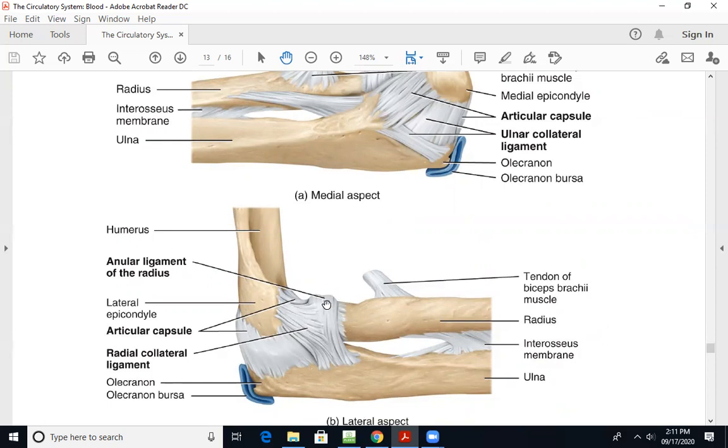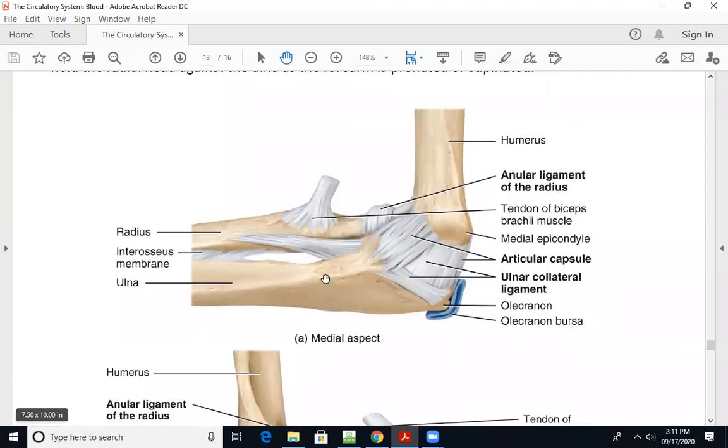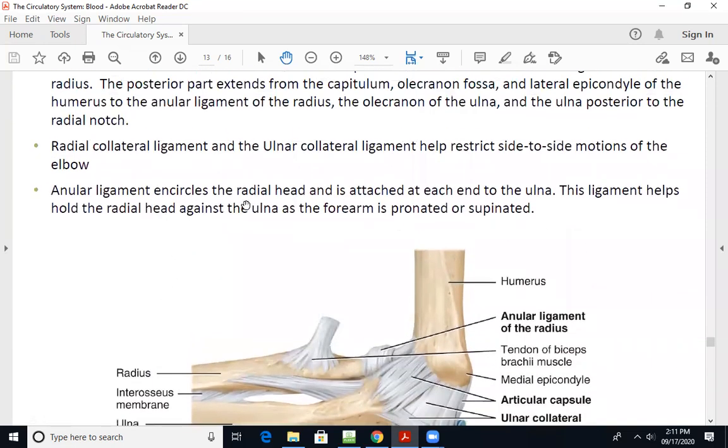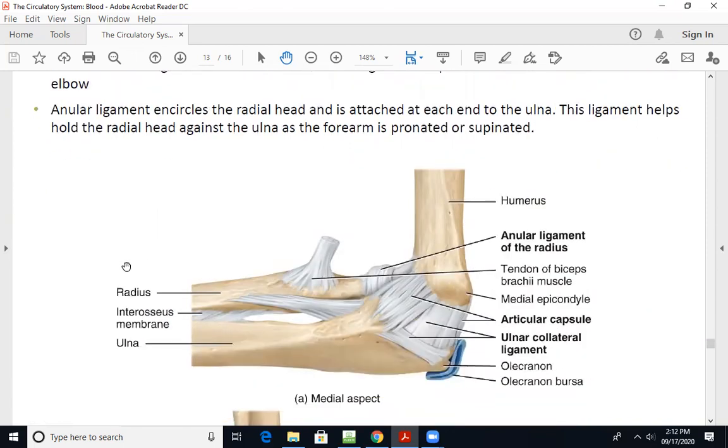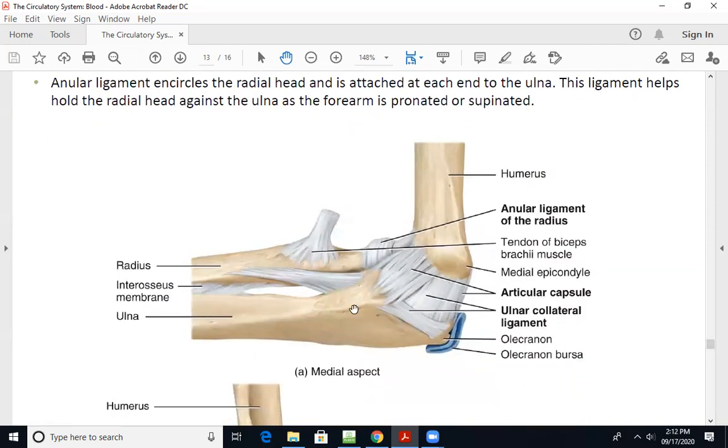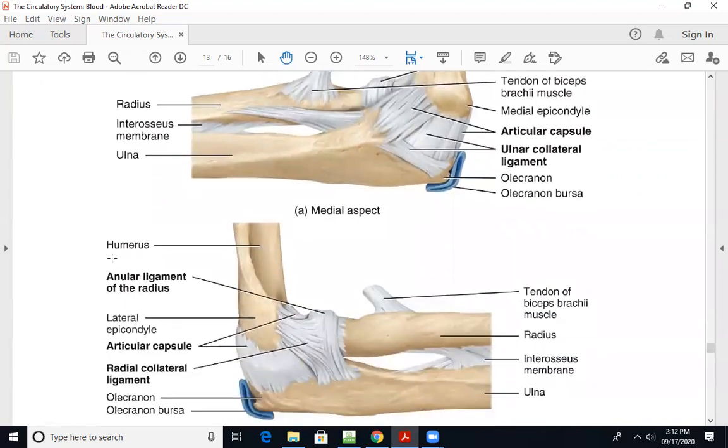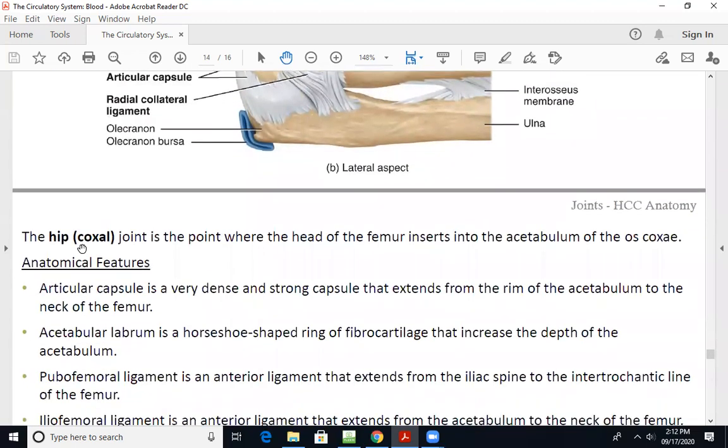The final ligament we can see in both medial and lateral views is an annular ligament, which circles around the radial head, attaching at each end of the ulna to help hold the radial head against the ulna as we pronate and supinate. So everything that you need to know is already bolded for you in these two images, which is nice.